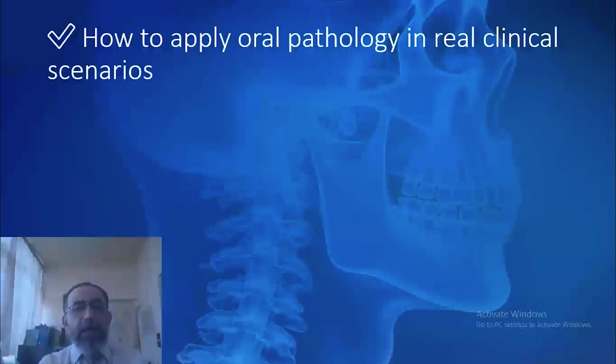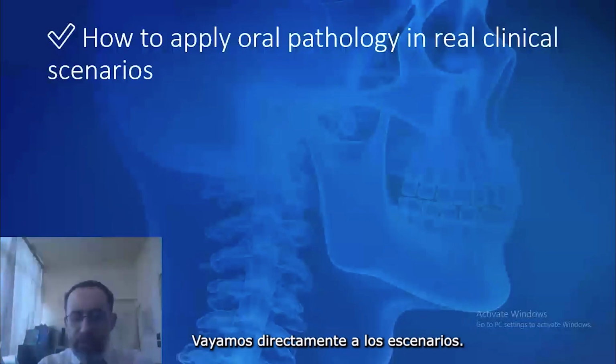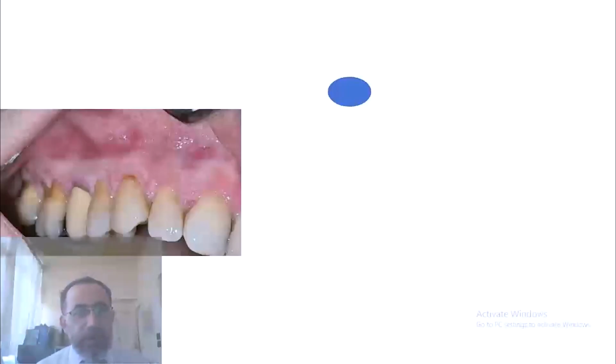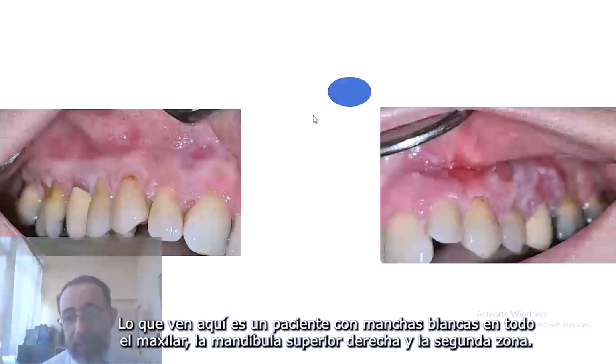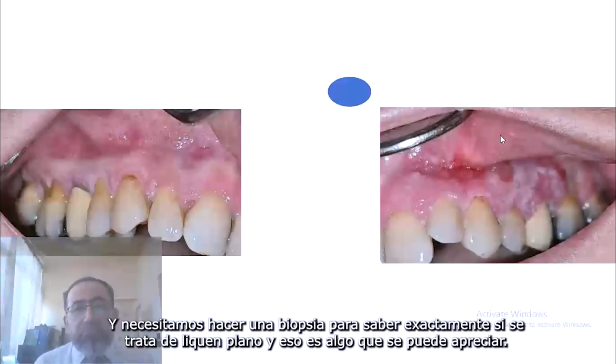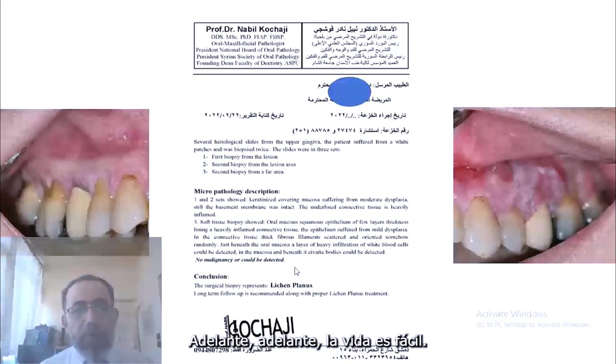And let's start. How to apply oral pathology in real clinical scenarios. Let's go directly to the scenarios. What you see here is a patient with white patches all over the maxilla, the upper right jaw, and the second area, and we have to have a biopsy to know exactly that it's lichen planus, and that's something very nice. Go on, move on.